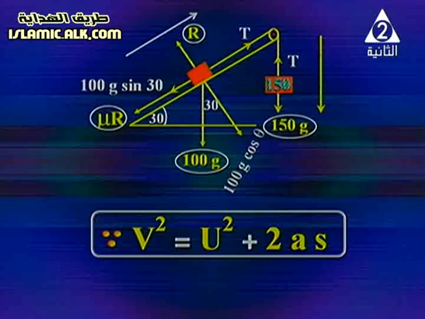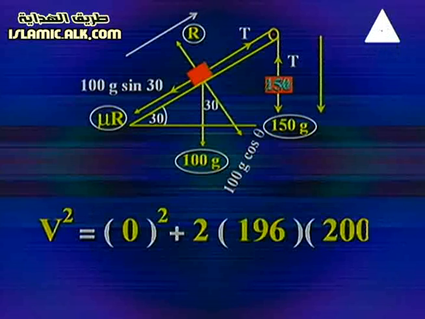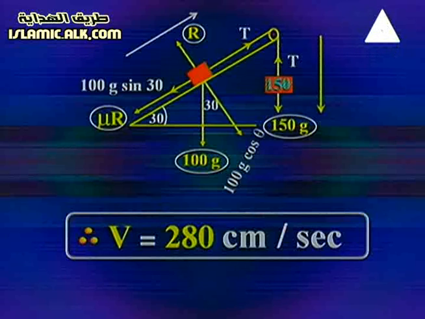Then v square equals v naught square plus 2as. Remember, dear student, v square equals, by substitution, u square, initial velocity equals 0, and 2as, s is 200, acceleration 196, find the velocity v square. After that, we find the value of v by using square root. Answer is v equals 280 centimeter per second.